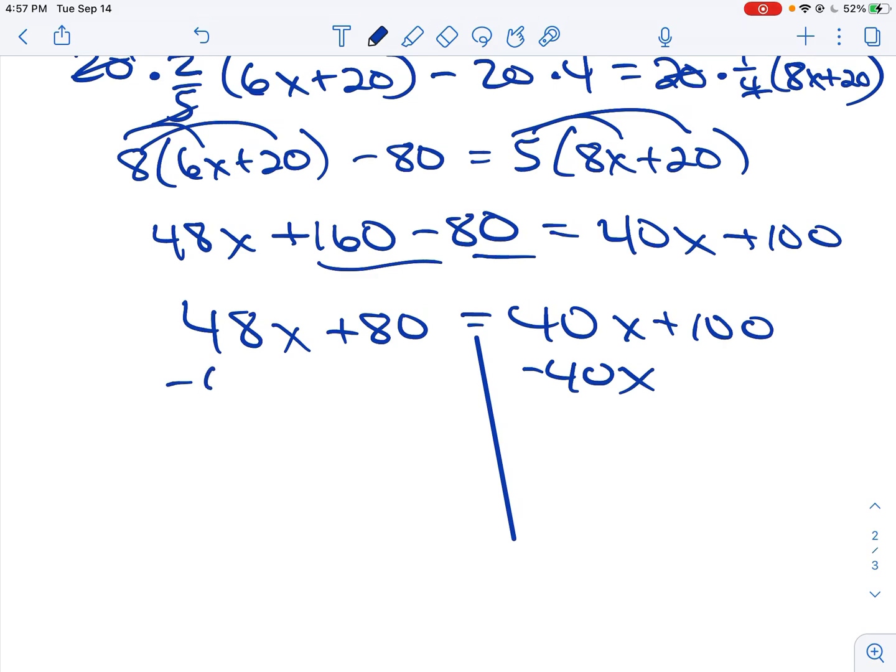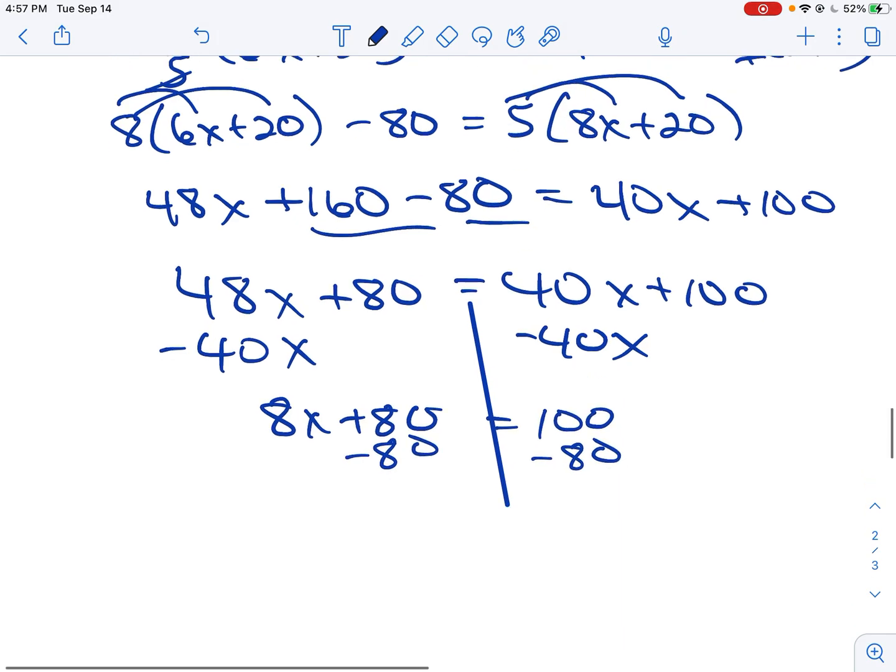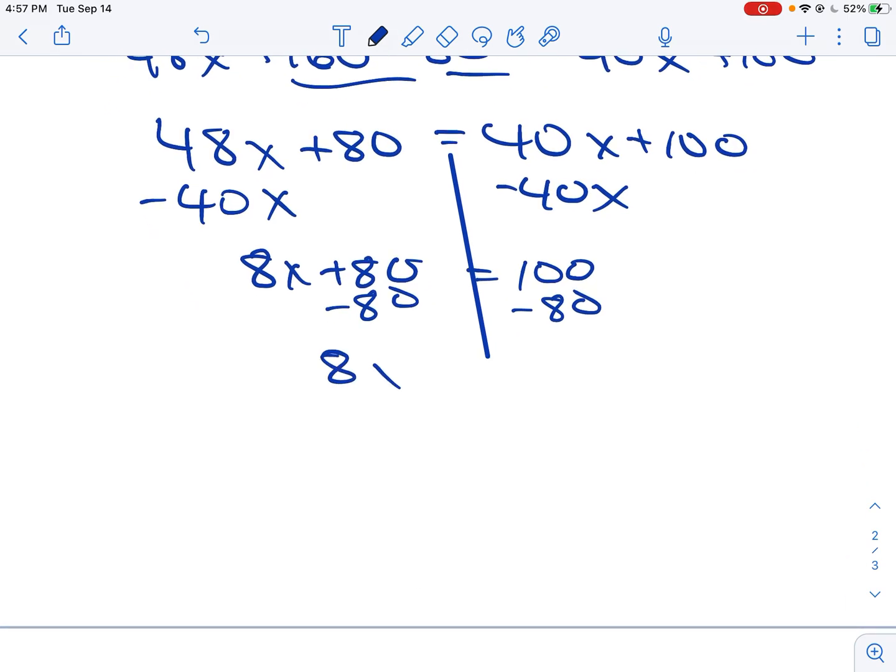Subtract the 40x because I subtract the smaller of the two numbers. I get 8x plus 80 equals 100. I subtract 80 from both sides of the equal sign. I get 8x equals 20. Divide by 8, and x equals, nope, that's not going to be right. Yeah, 4 goes into both of those. 5/2.